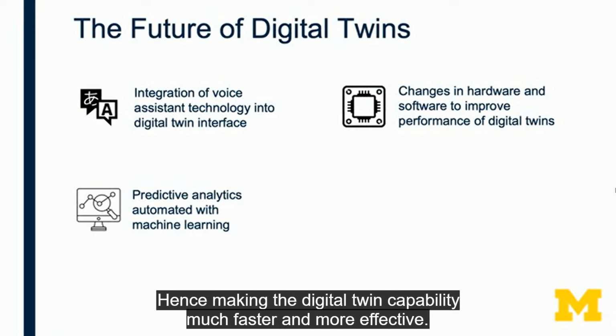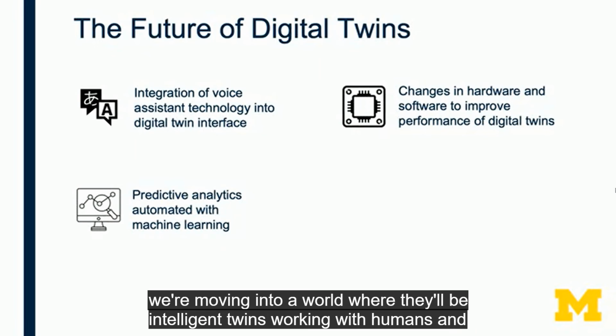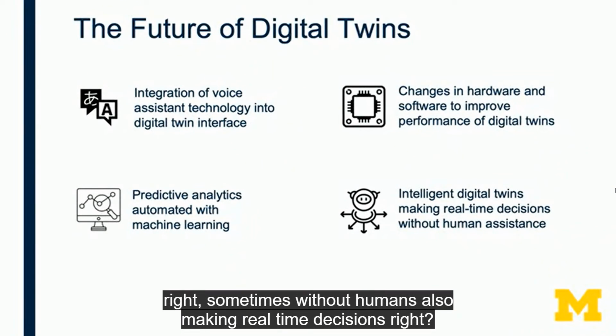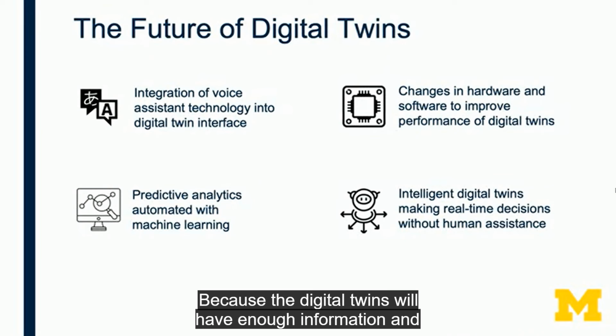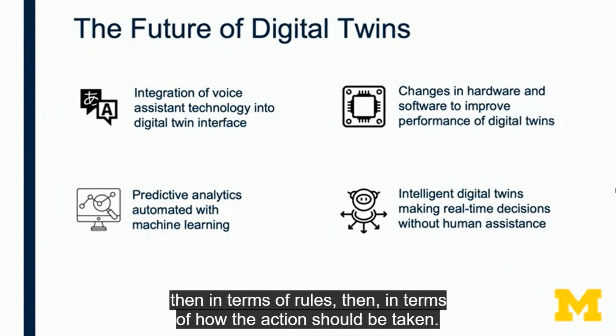Finally, I believe we are moving into a world where there will be intelligent twins working with humans, and sometimes without humans, making real-time decisions. Because the digital twins will have enough information, and if the information can be captured in structured data, and then in terms of rules, in terms of how the action should be taken, it is quite possible that digital twins would be taking some action.